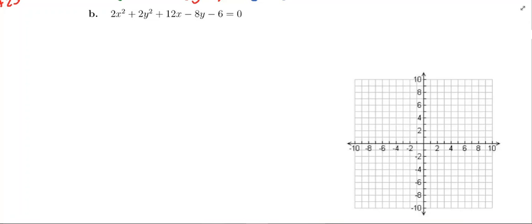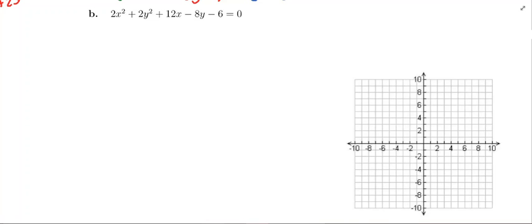In example 4b, we are going to take another equation of a circle that is in general form and convert it to standard form so that we can identify the center and radius of the circle and ultimately graph the circle. So let's take a look at this new example.